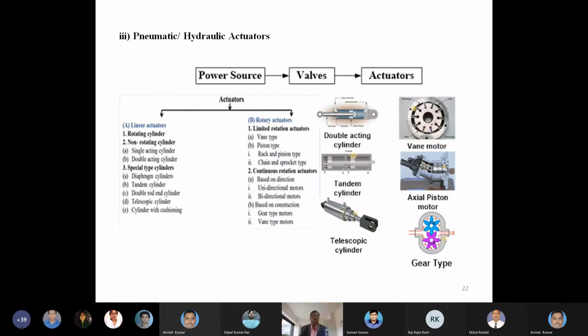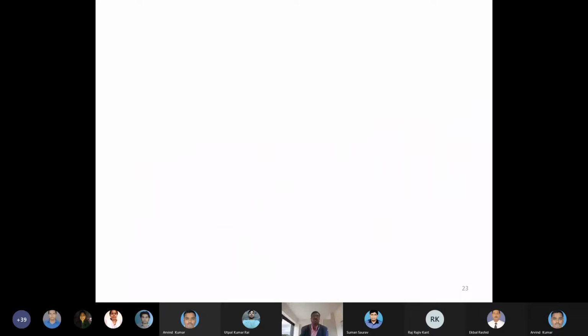So these are the different pneumatic and hydraulic systems. Of course, due to limitation of time, I confine myself to only a few slides about these hydraulic and pneumatic actuator systems.